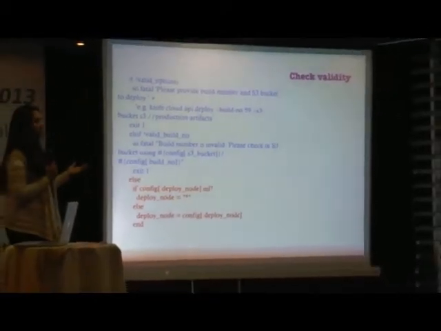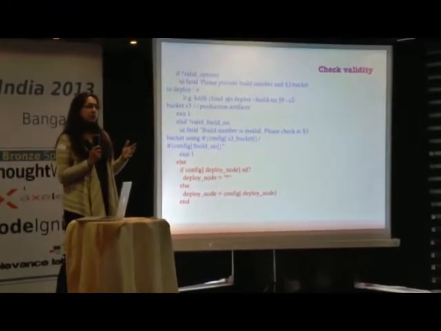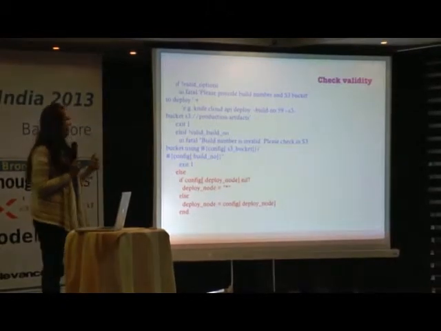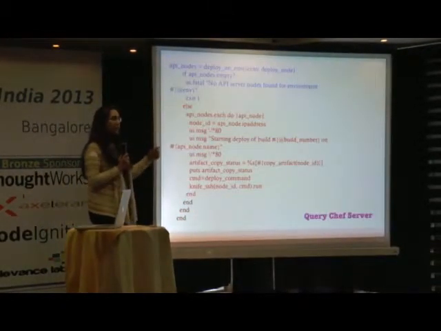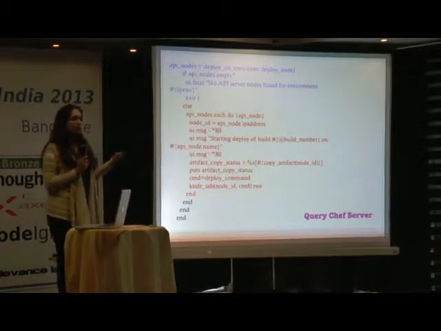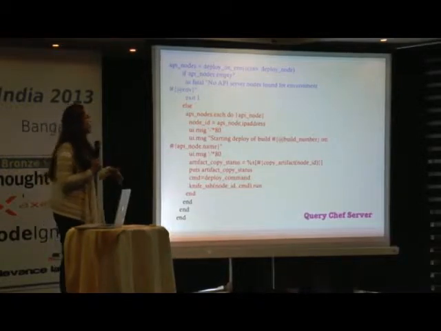The first thing we do is validate the options, depending on whether the person has actually entered those options or if they are available in your knife.rb file. Only then you proceed further. The second thing we checked was the build number. Say you write some build number, but it is actually not uploaded to S3. We were working with AWS, so that's why the mention of S3.